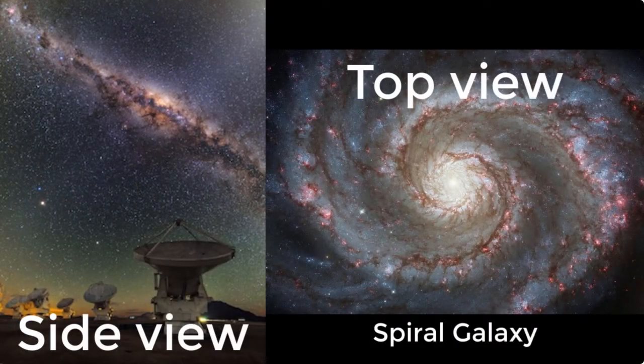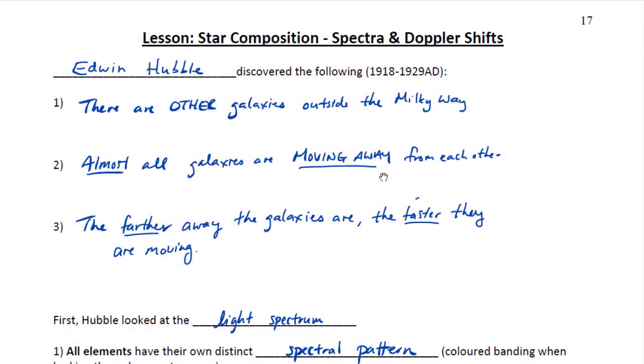So here's a picture again of the stars. How would Edwin Hubble, looking at these stars, have come to the conclusion that they were moving away from each other? And then you look at his third proposition, and that is that the farther away the galaxies are, the faster they are moving. Well, first of all, Hubble looked at the light spectrum.